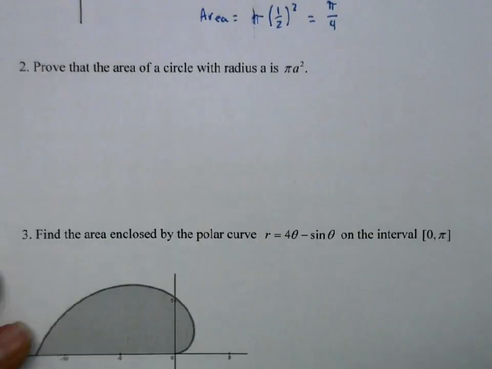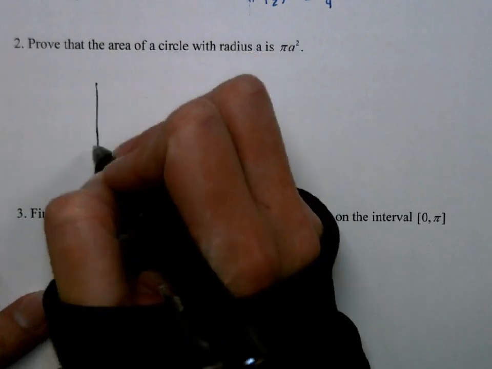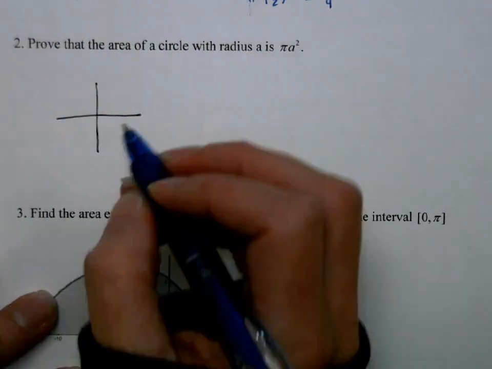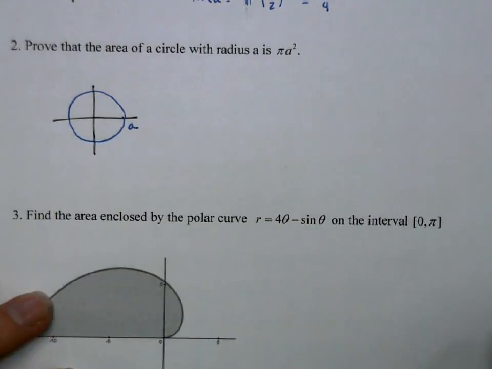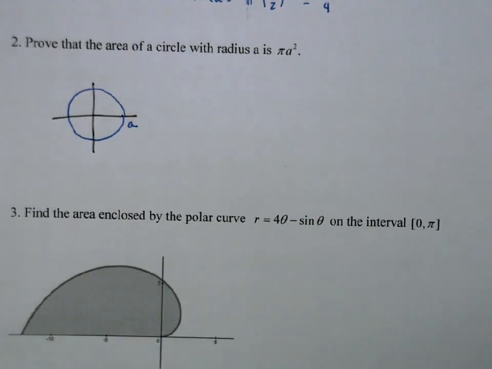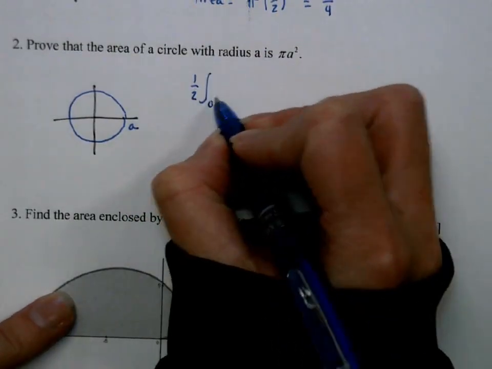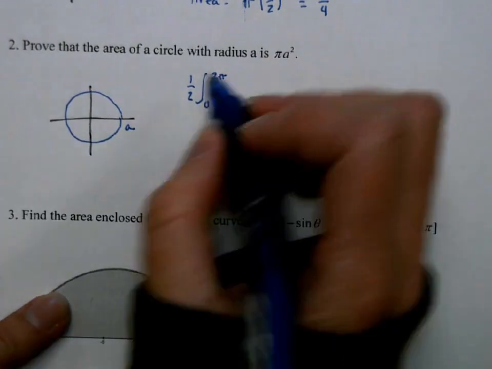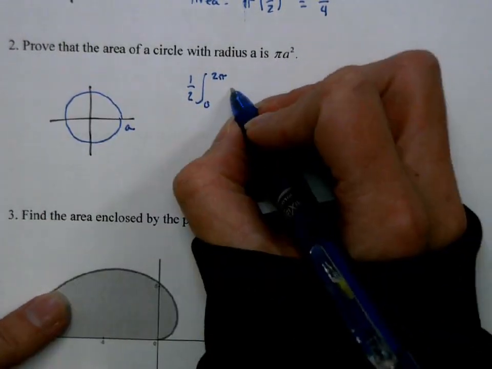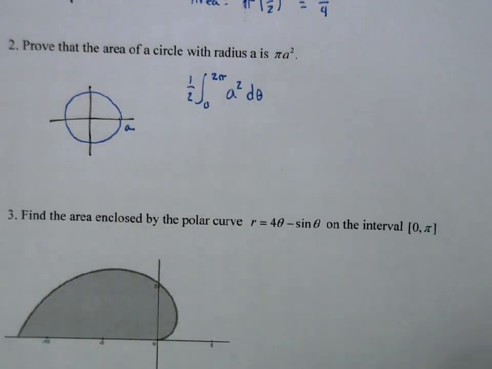Our next example: prove that the area of a circle with radius a is pi a squared. So back to our circle idea. A circle of radius a just goes like that. If I use the rule we just talked about, 1/2, we're going to go from 0 all the way around the circle to 2 pi. And then the function is just a, and then square that for the formula. So 1/2 r squared, my r in this case is a.